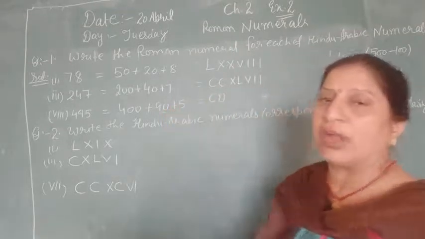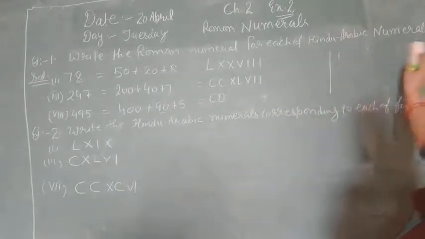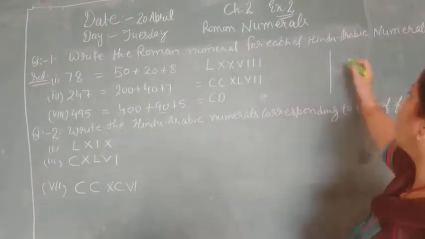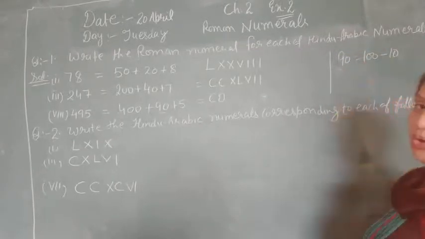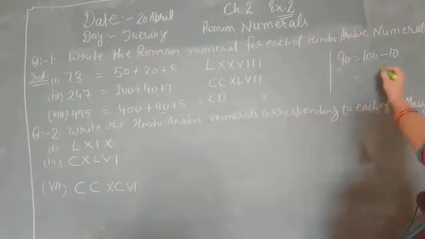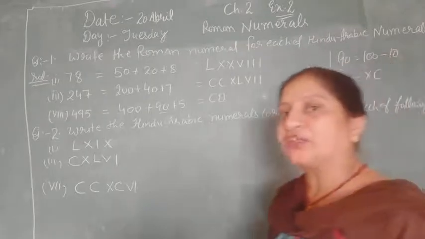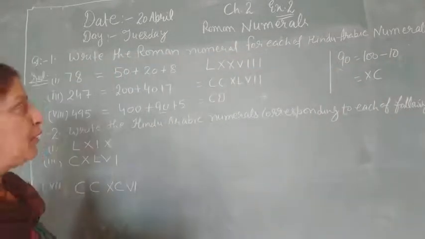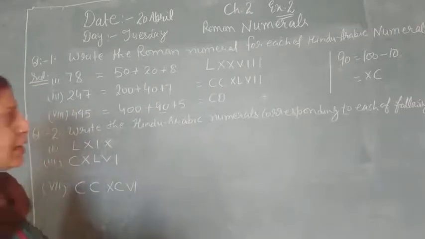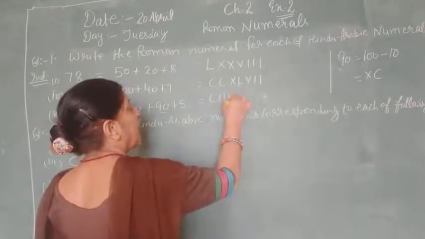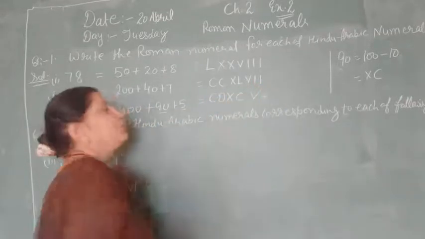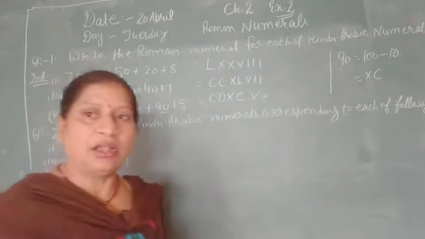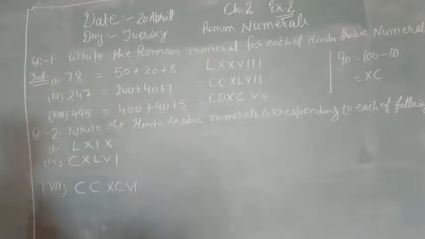Now again our number is 90, and for 90 how do we write it? 90 is equal to 100 minus 10. For 100 we use C, and for 10 we use X, and we write X on the left side of C because it is subtracted from that number. So here we write XC. Now our next number is 5, and for 5 we use the symbol V. Clear this one?